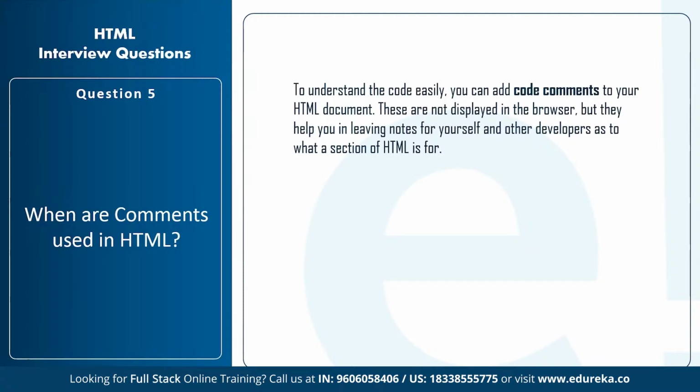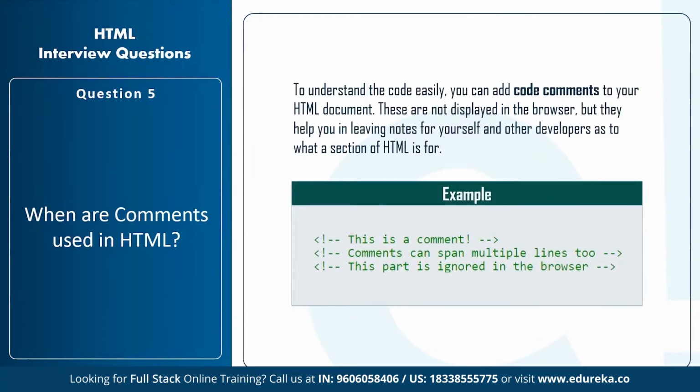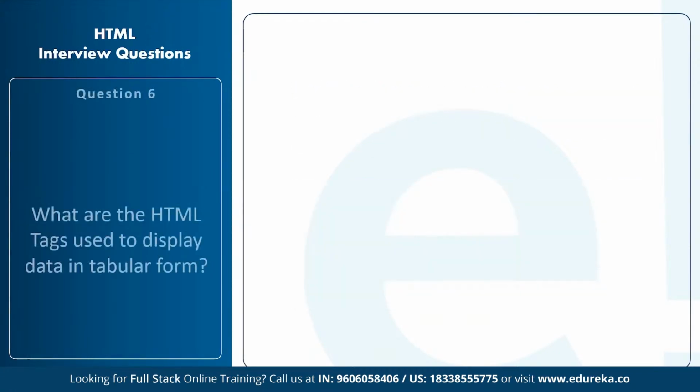The start of the comment is denoted by the less than symbol, an exclamation mark and hyphens, and the end is marked by hyphens and the greater than symbol. Anything in the middle will be completely ignored even if it contains valid HTML. So here is an example. You can see that this is how we can write comments in our HTML code. We begin with the less than symbol, then an exclamation sign and hyphens, and whatever you write inside will be taken as a comment and will not be considered even if it contains any valid HTML code. Now moving on to the next question.